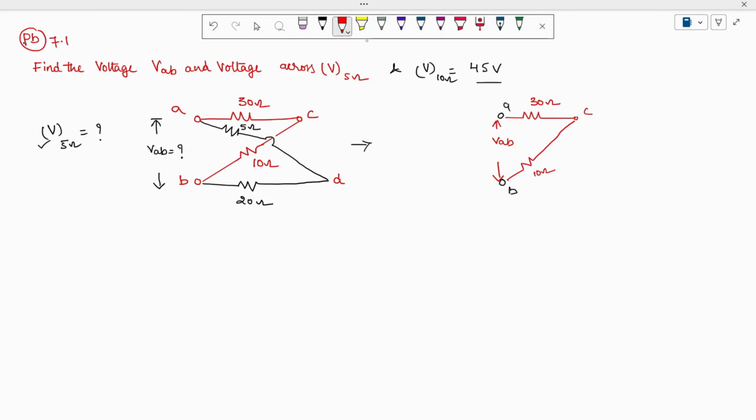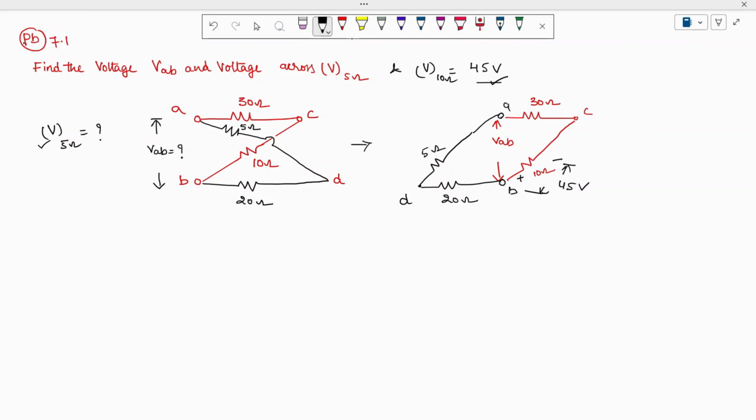Now this black color I am drawing, moving from A to D, so this is some point D. From A to D the value is 5 ohm, and from B to D it has 20 ohms. In the question, it is given that the voltage across the 10 ohm is 45 volts.